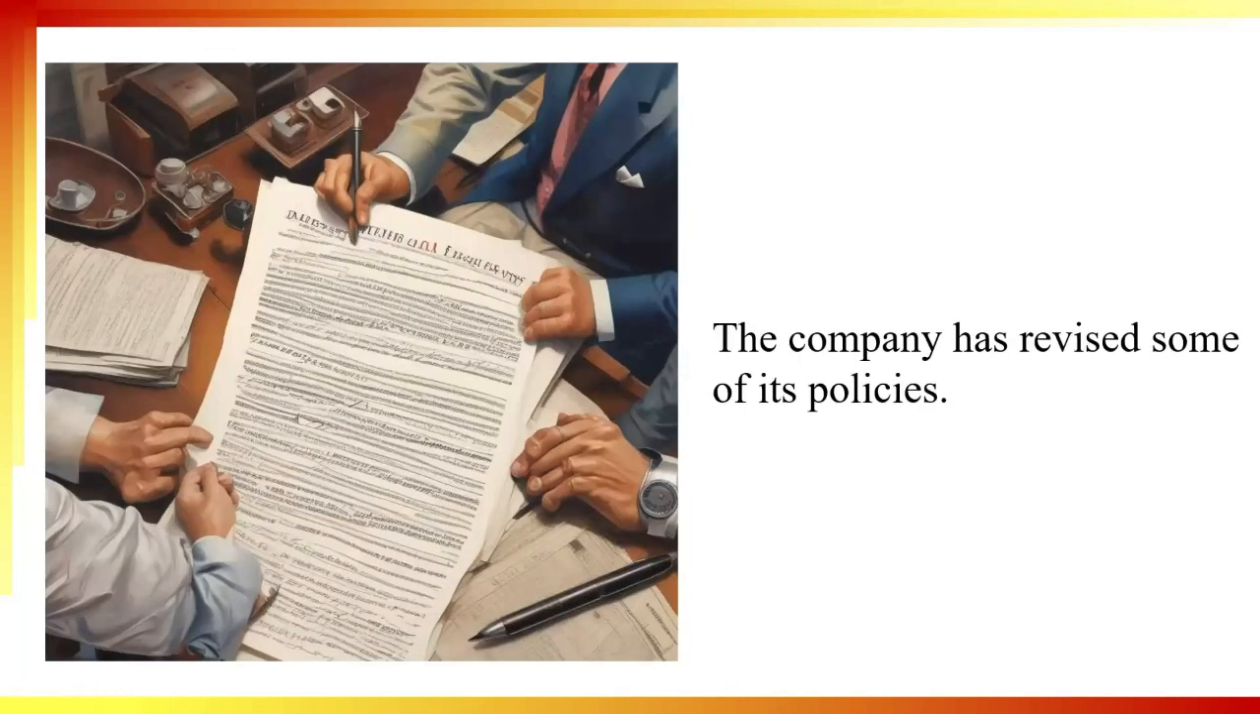Right? So remember, if I go back to the previous example, you definitely don't want to say the company has revised some of it's policies. Hence, we don't use an apostrophe in the word its, because it's with an apostrophe would mean it is or it has.